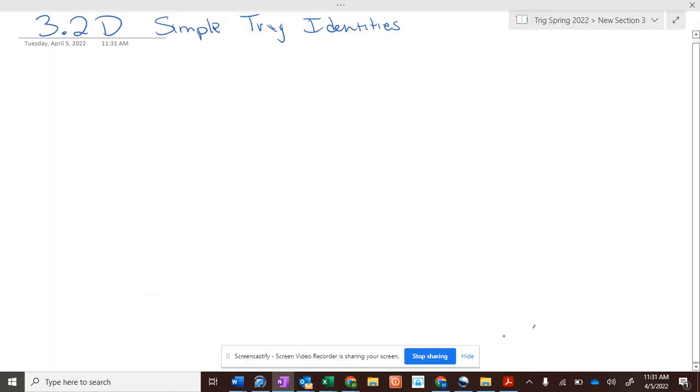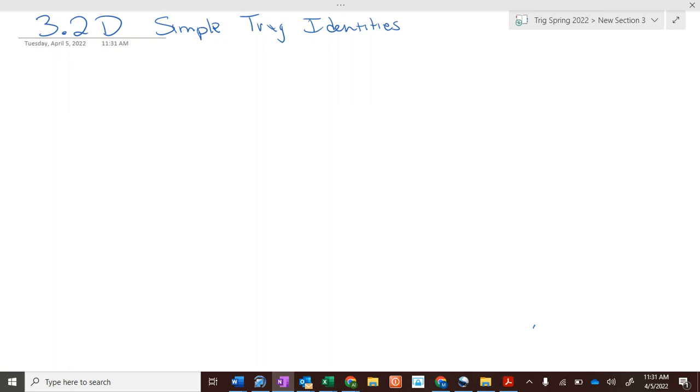Okay, simple trig identities. Now, the rules for trig identities. Mr. Bierschbach's rules might not be everybody's rules, but you have to follow Mr. Bierschbach's rules because you're in Mr. Bierschbach's class, and Mr. Bierschbach is the one who grades your papers. If you do not follow Mr. Bierschbach's way of doing it, I will take points off.